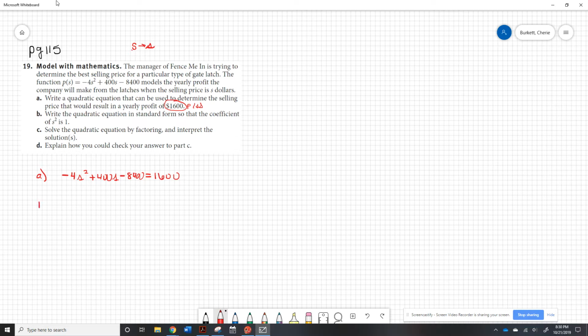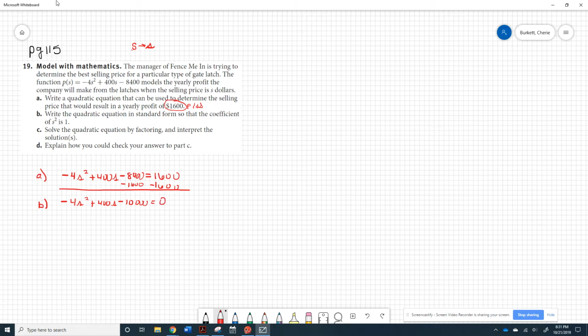Now, part B says, let's write this quadratic equation so that it's in standard form and it has a leading coefficient of 1. That means they don't want the 4 there. Well, if we don't want the 4 there, how can we make it go away? First of all, it's not in standard form unless it's set equal to 0. So I'm going to start by setting it equal to 0 and subtracting that from both sides. So I'm going to do negative 4s squared plus 400s, combine those like terms, and I think that's going to be a negative 10,000. And that's equal to 0.